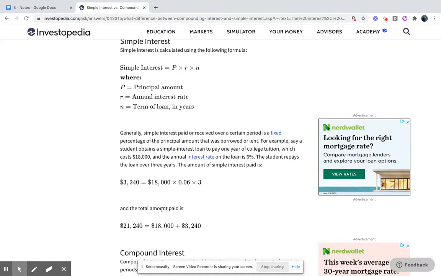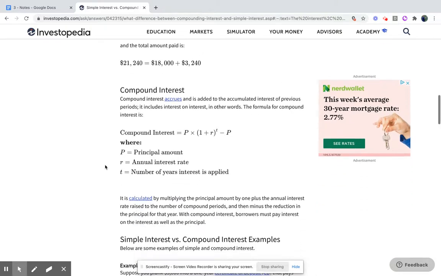So the total amount that we're going to pay, we've got to pay our initial amount plus we have to pay our interest. That's going to be the 21,000. So principal plus interest, simple interest, that's what you're going to pay off. Compounded interest is your principal, your annual interest rate, and the number of years interest is applied.